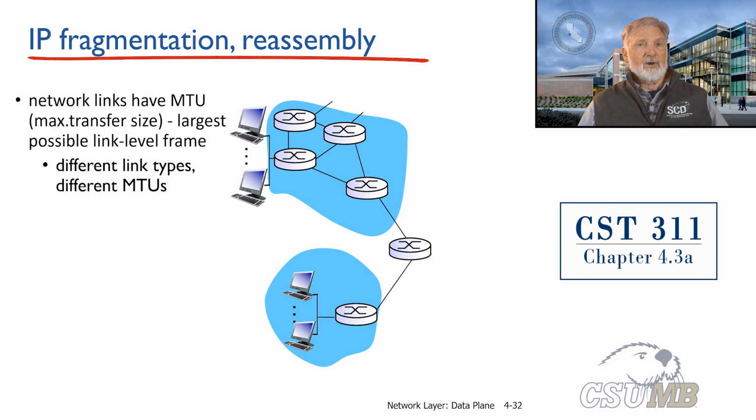Now, what happens when a large IP packet arrives at a network where the packet is much larger than the MTU? The packet gets split into multiple packets. This is called fragmentation.